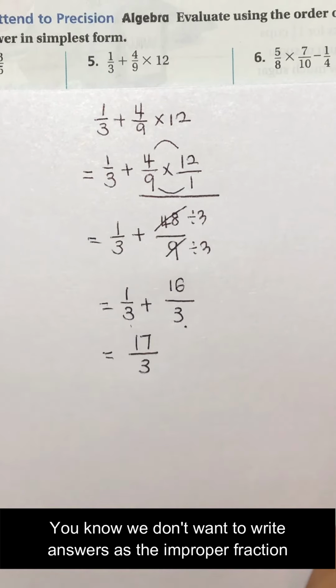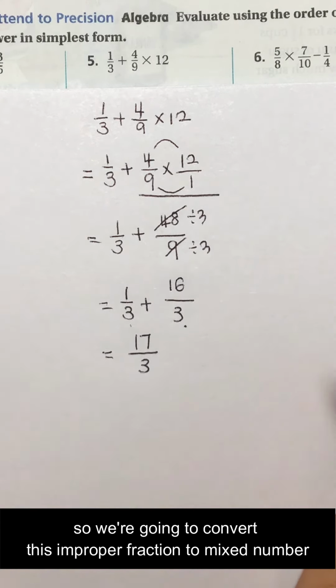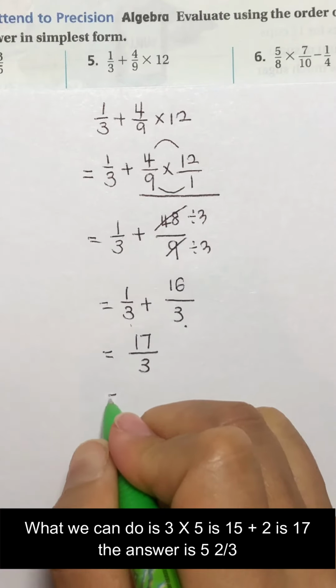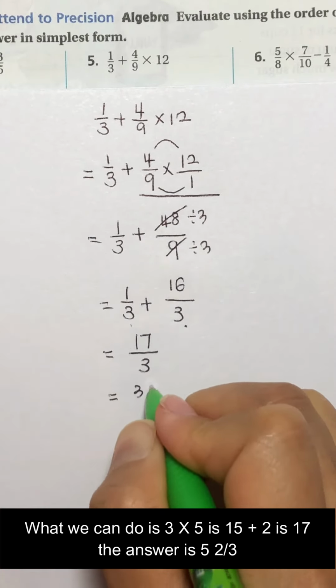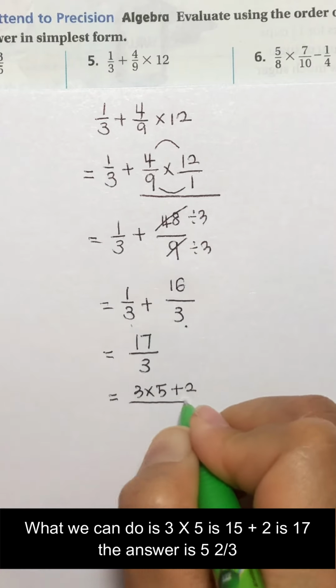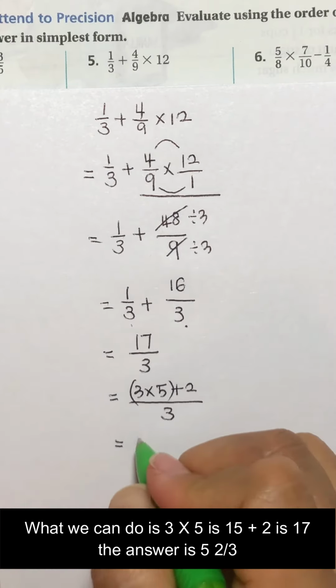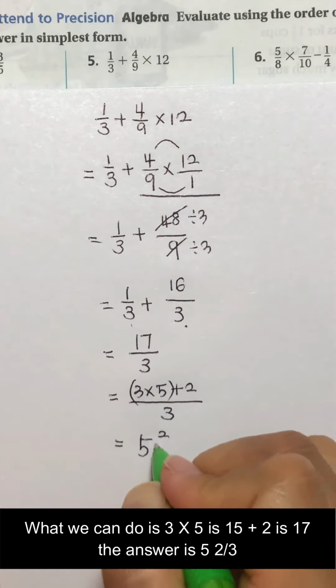You know, we don't want to write answers as an improper fraction, so we're going to convert this improper fraction to a mixed number. So what we can do is 3 times 5 is 15, plus 2 is 17. So the answer is 5 and 2/3.